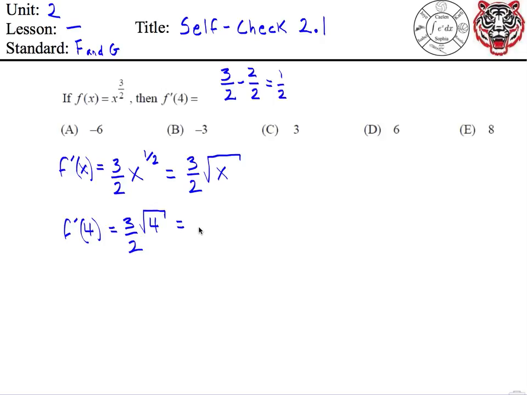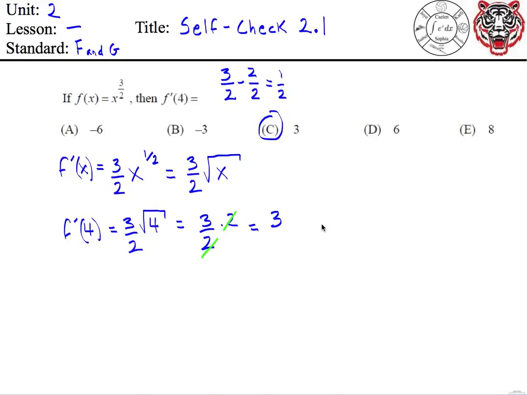Can someone simplify it just one step without going all the way to the end? 3/2 times 2, and then you got 3, yeah. And that's also because the 2's can cancel out. A faster way of doing it. Yeah, so the correct answer here is 3.